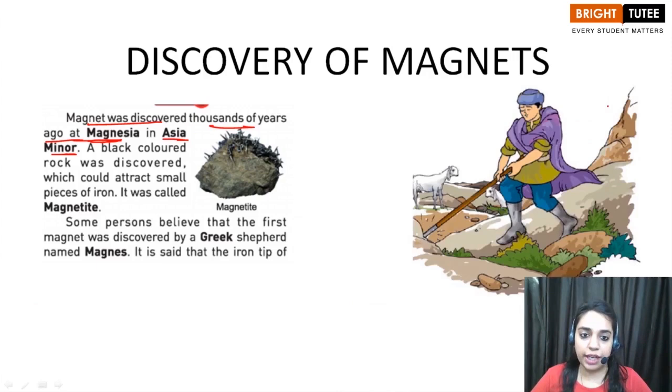So when he was moving around, there was some black stone to which the iron tip got stuck, and he experienced so much force that he was not able to take it away from that stone, and that is how he discovered this stone as a magnet. Okay children, so accidentally the magnet was discovered. So let's just read about it. A black colored rock was discovered which could attract small pieces of iron, and it was initially known as magnetite. As you can see, this black stone was known as magnetite. Okay, and some persons believe that the first magnet was discovered by the Greek shepherd named Magnus.